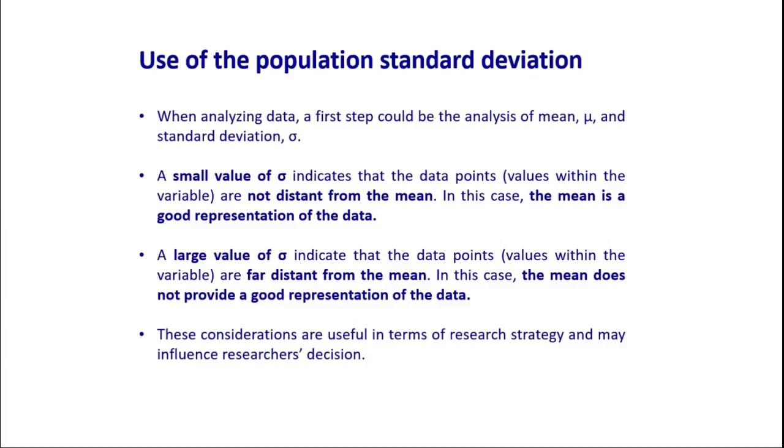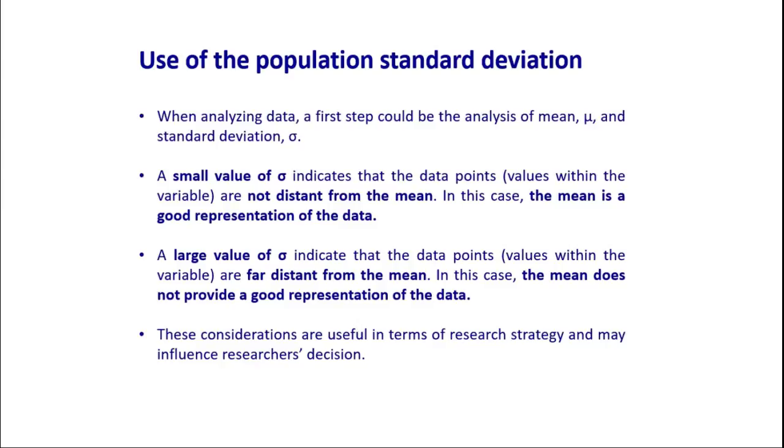Population standard deviation and population variance. Capital sigma means to sum up, to add up. A small value of sigma indicates that the data points, the values within the variable, are not distant from the mean. In other words, they are quite close to the mean. In this case, the mean is a good representation of the data.